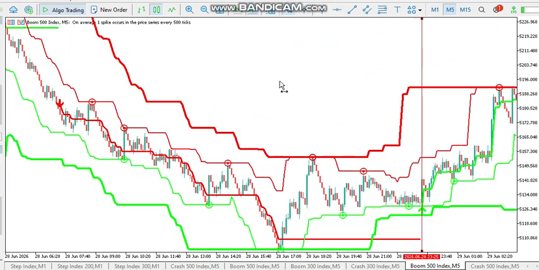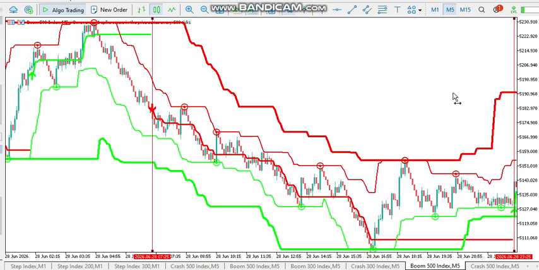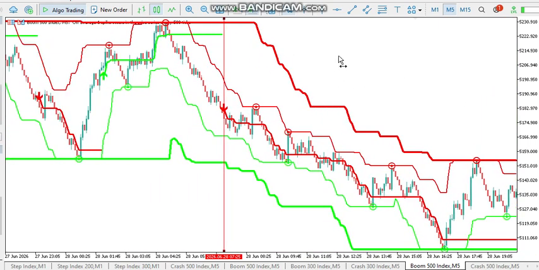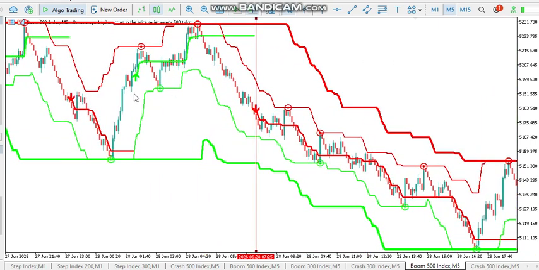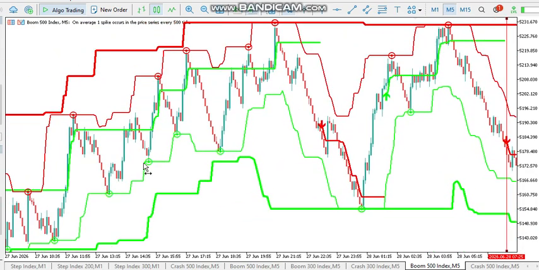As you can see now, we have another signal at this particular area. You can see this is another signal at this particular area. You can see what happened here. This is another arrow signal at this particular area, and we can see that it took the trade down up to this particular moment. That's so massive. You can see another signal here, another signal here. So this particular indicator is very great.